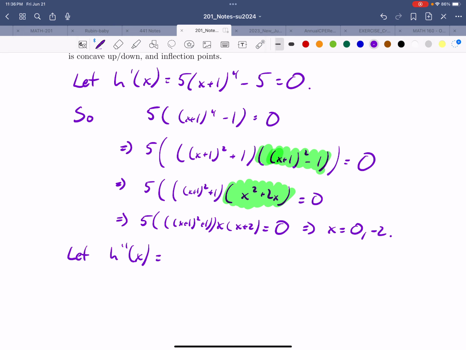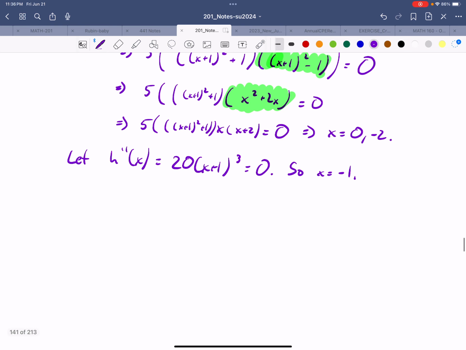Right, so the second derivative is going to be 20(x+1)^3. We do the chain rule, and set the derivative equal to 0. It's a bit easier to see that x has to equal negative 1, and that's it, right? Divide by 20, take the cube root, done.